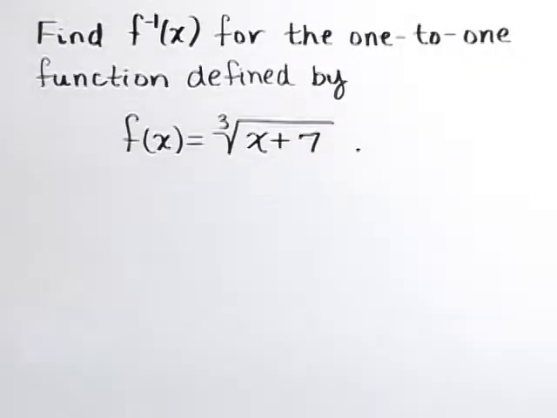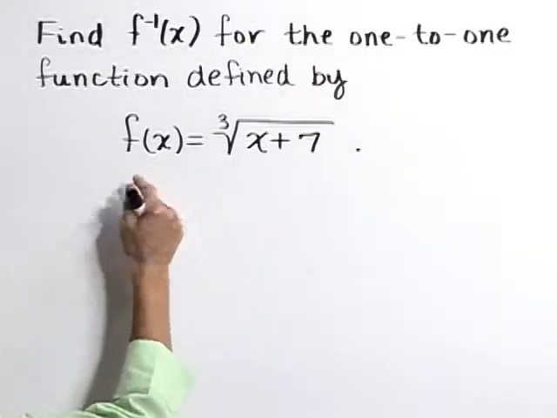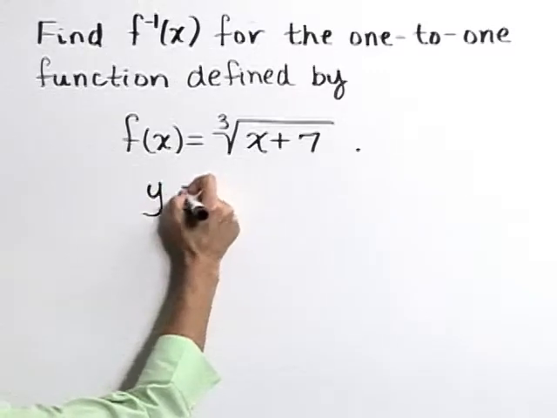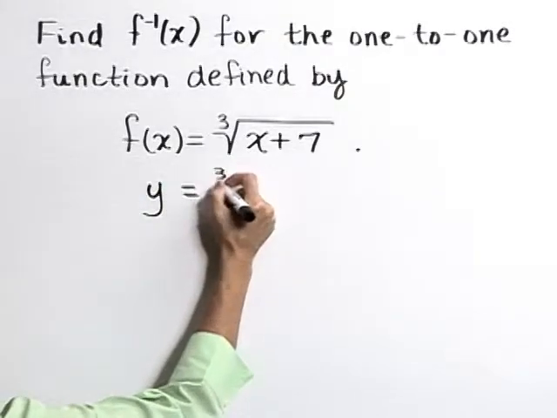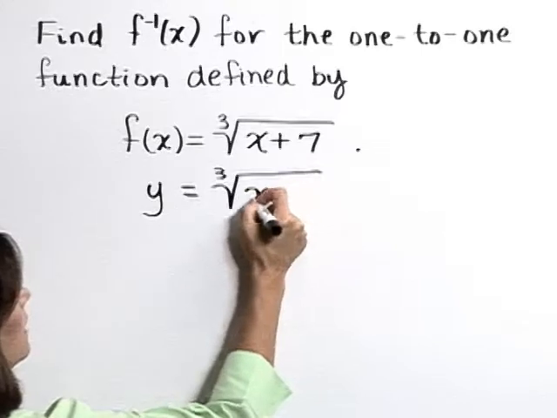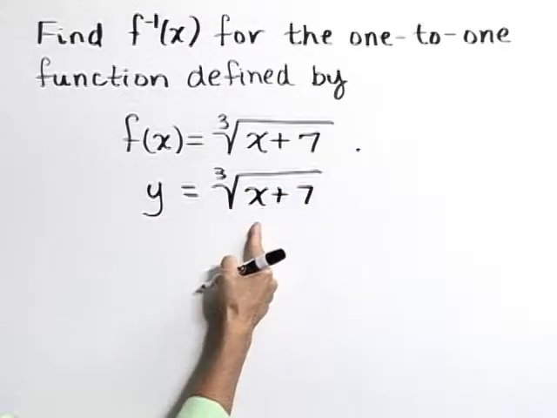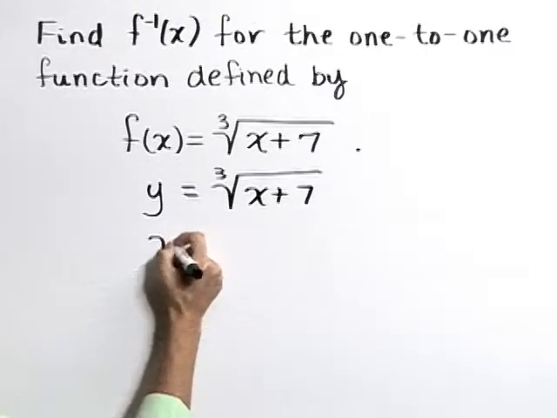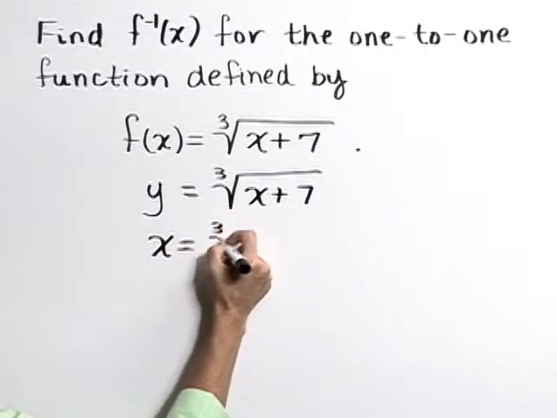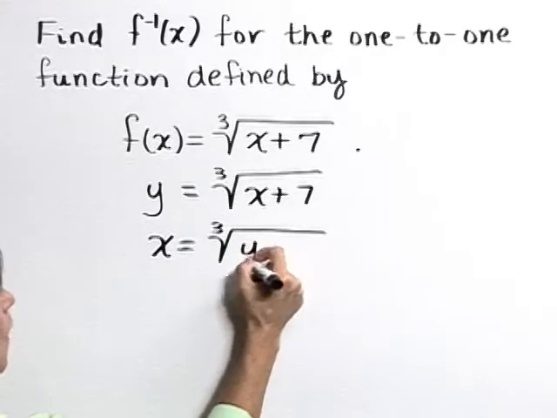Find f inverse of x for the one-to-one function defined by f of x is equal to the cubed root of x plus 7. Let's start by replacing f of x with y and writing this as y is equal to the cubed root of x plus 7. Now let's interchange x and y, writing x is equal to the cubed root of y plus 7.